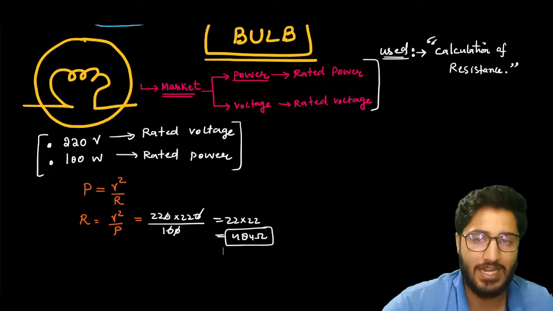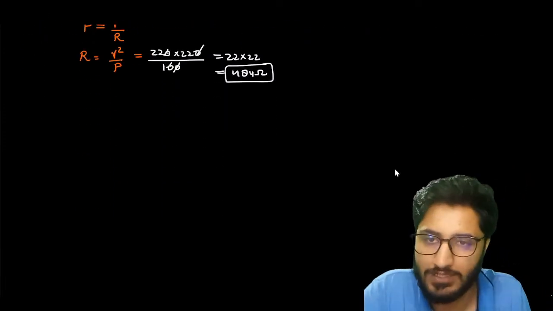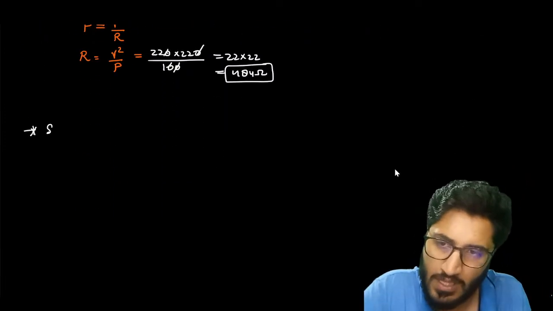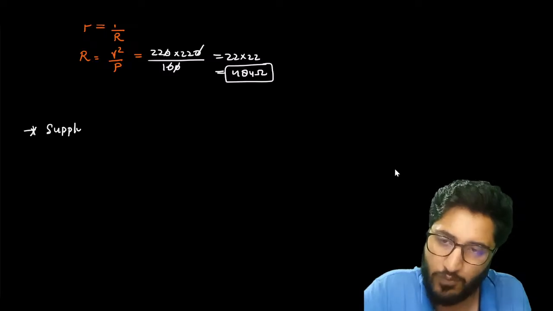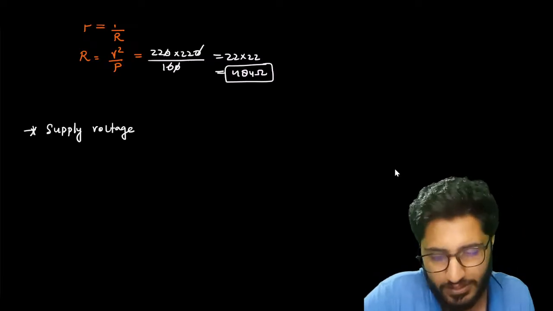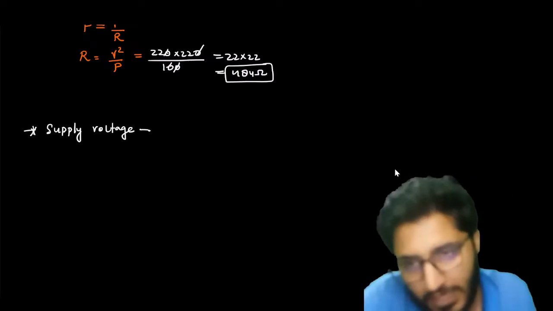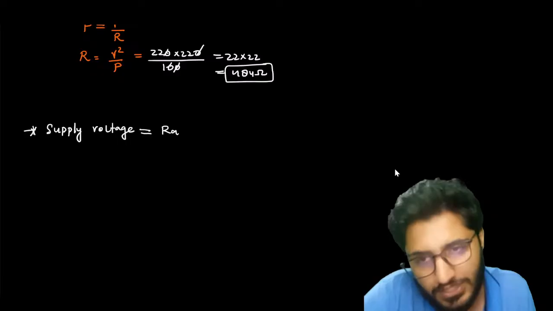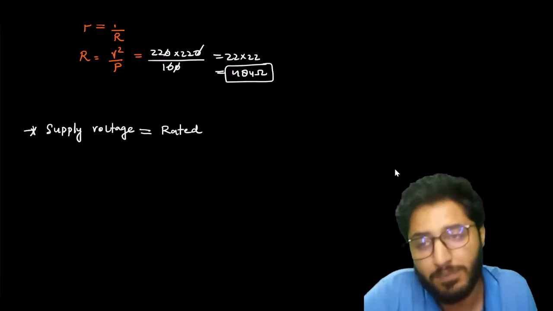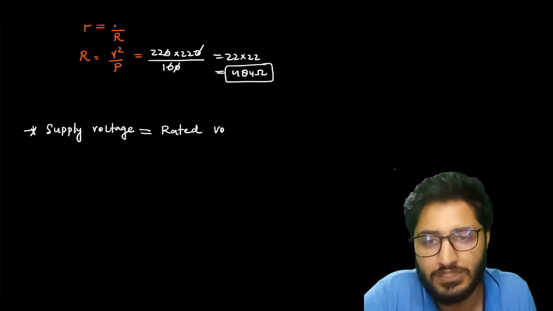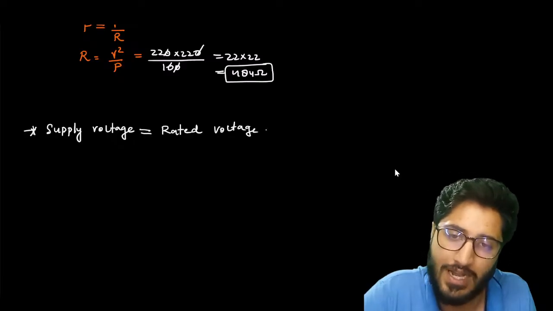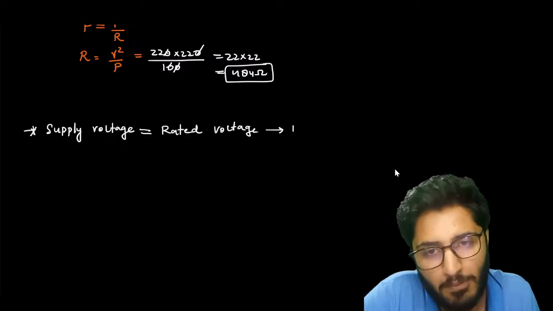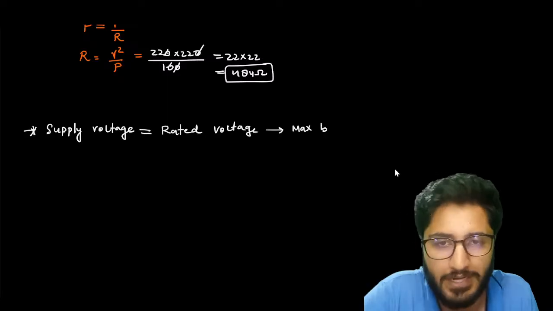So I can write here one point, that is supply voltage. Supply voltage means the voltage that is in our homes. If supply voltage is equal to rated voltage, you can write, sir, my bulb will give maximum brightness.